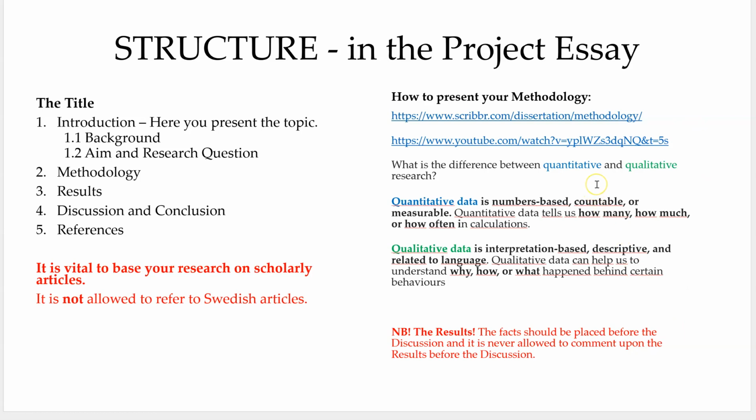So what is the difference between quantitative and qualitative research? The quantitative data is numbers-based, countable or measurable. The quantitative data tells us how many, how much, or how often in calculations. This is what you will find in the research reports, mostly. The qualitative data, on the other hand, is interpretation-based, descriptive, and related to language. This means the linguistics projects. Qualitative data can help us to understand why, how, or what happened behind certain behaviors.